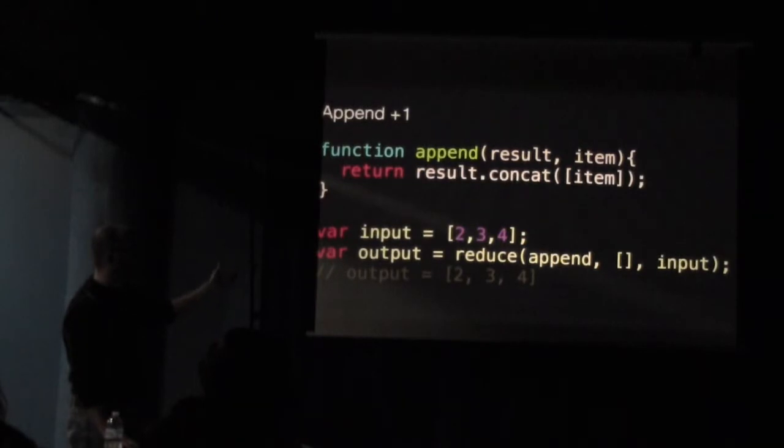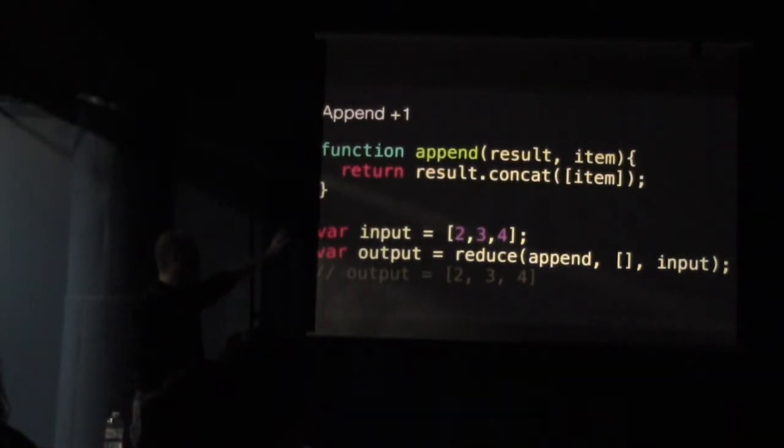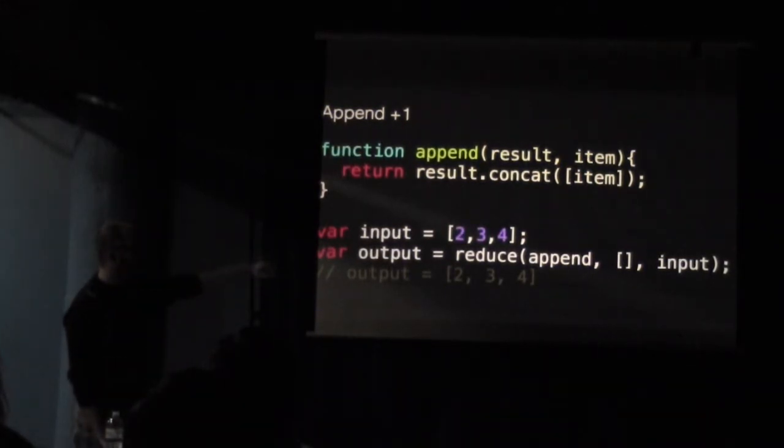You can do one at a time. So it's a reducing function that you can pass to reduce. Your initial value is going to be your array, and your input is going to be the array that you're reducing over, just like we saw before. Okay?